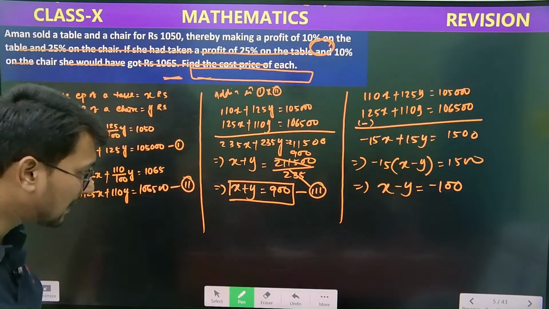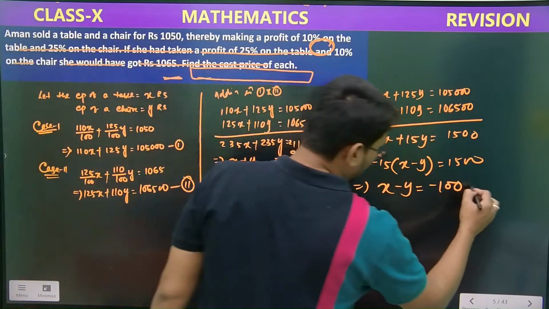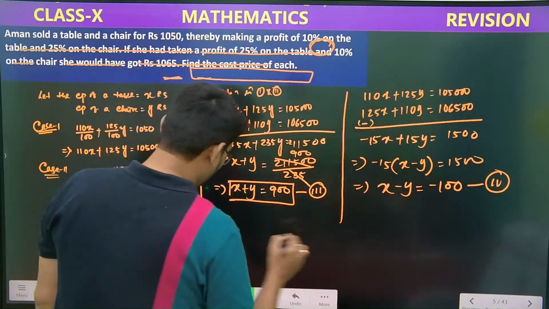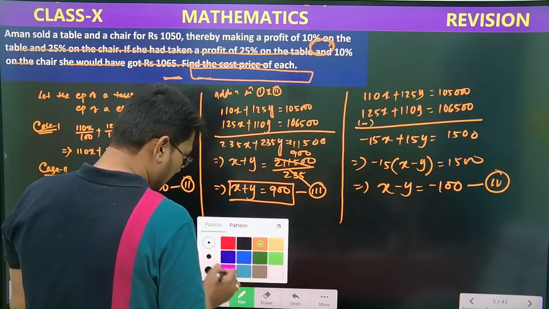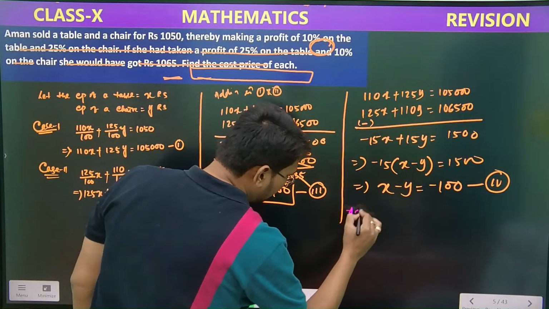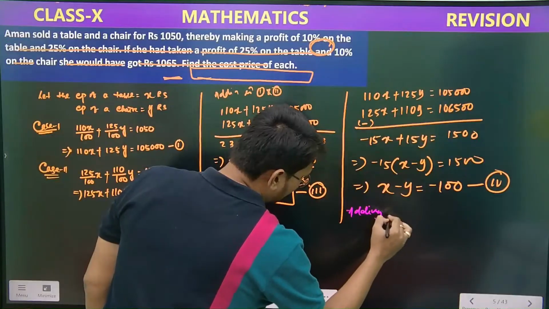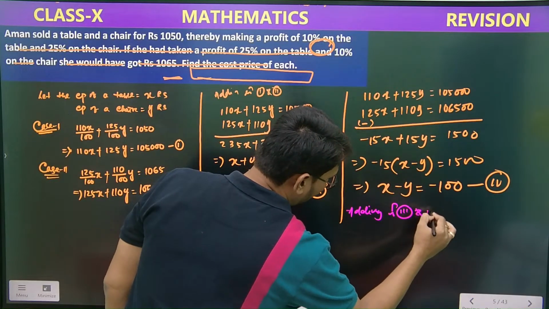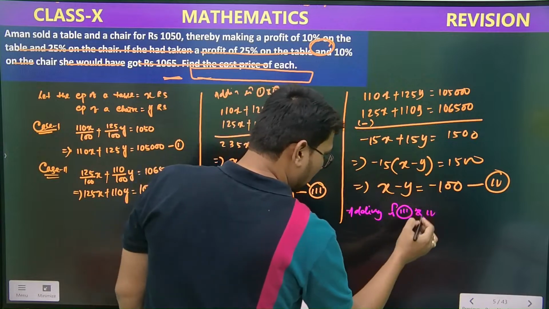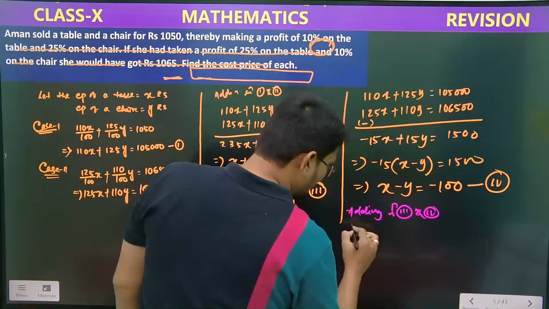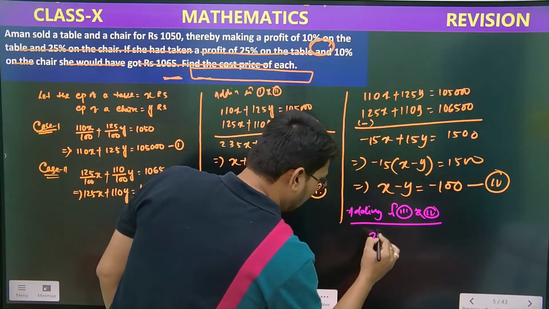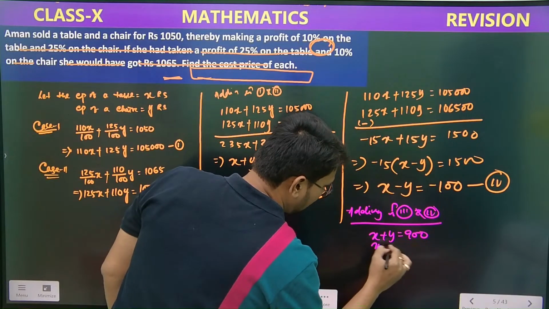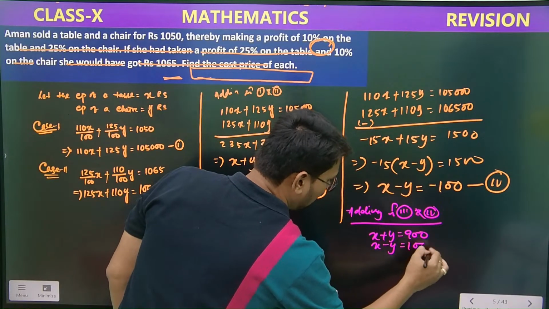Okay, let us add which two? Equations 3 and 4. We are adding equations 3 and 4 now. So what will become? x plus y equals 900, x minus y equals minus 100.